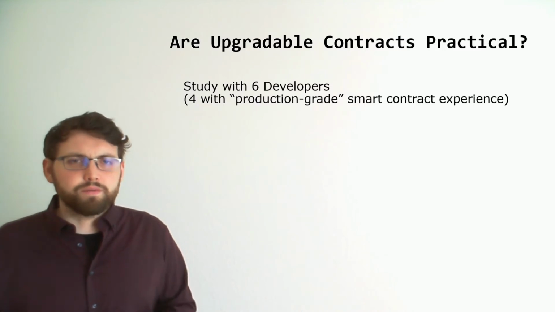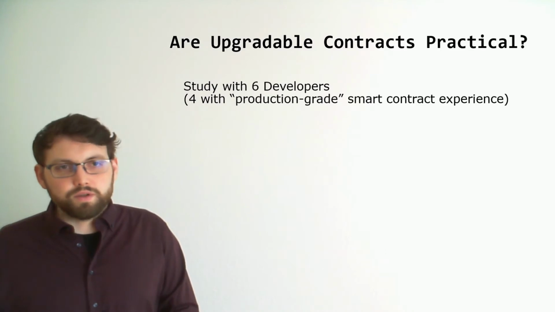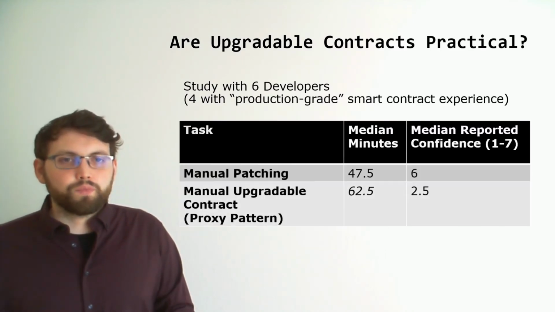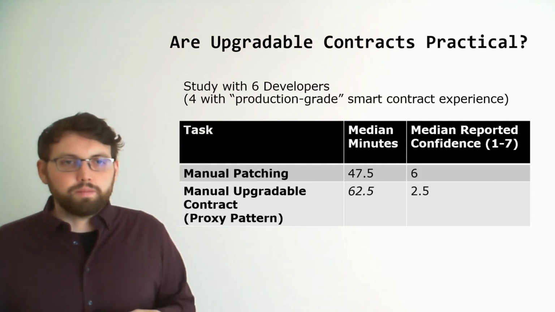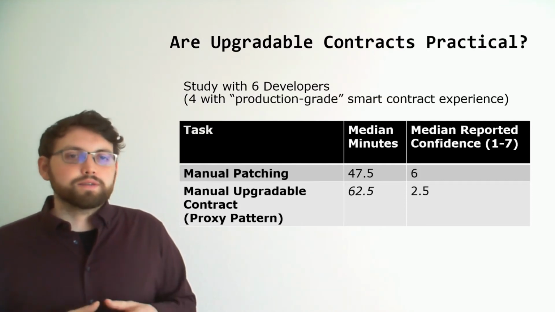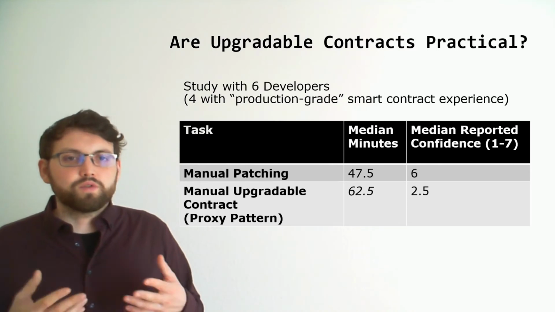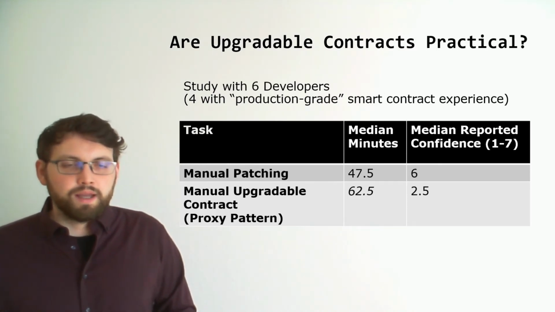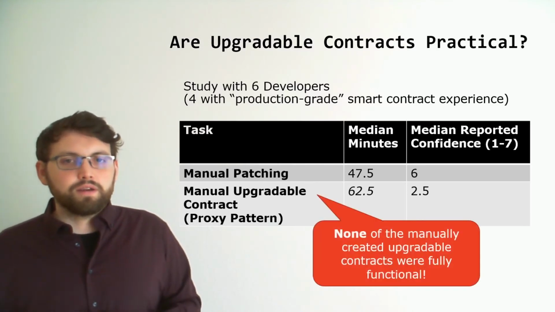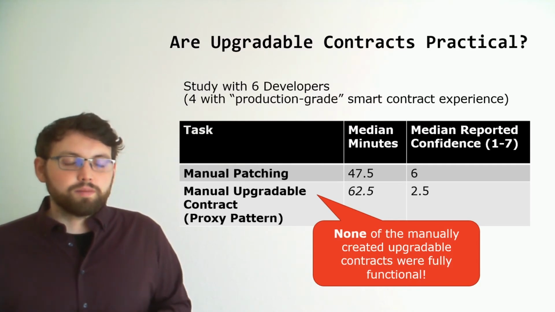We performed a study with 6 developers, and 4 of those actually had production-grade smart contract experience. We asked them to do various tasks: manual patching of smart contracts, but also actually creating an upgradable contract. So we gave them an existing smart contract, and we told them to convert this to an upgradable contract and to use the proxy pattern. The notable thing here is that none of the developers managed to create a fully functional upgradable contract.